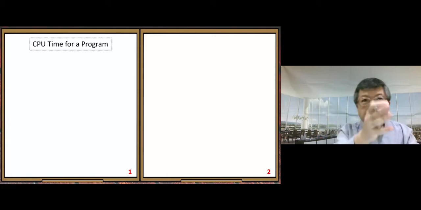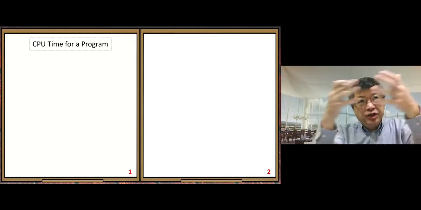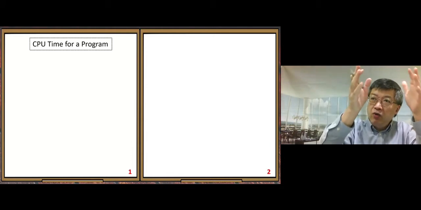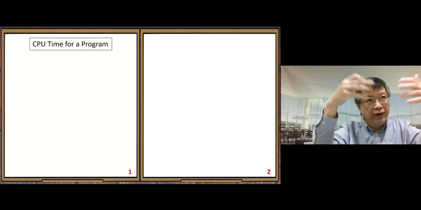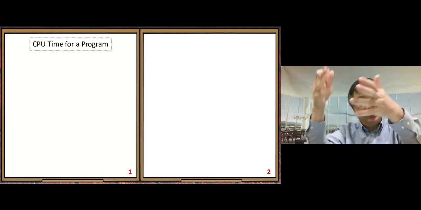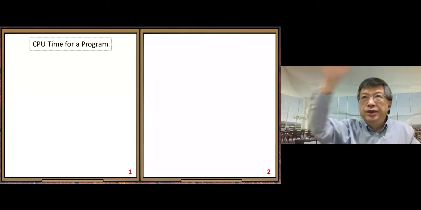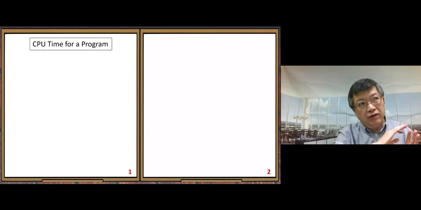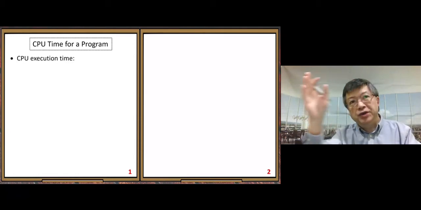So first, let's look at the CPU time for a program. For a general program, when we run it in the CPU, through instructions. A general program is compiled to a sequence of instructions. So in the CPU, we need to execute instruction by instruction for the whole program. So let's look at that part, the CPU execution time.